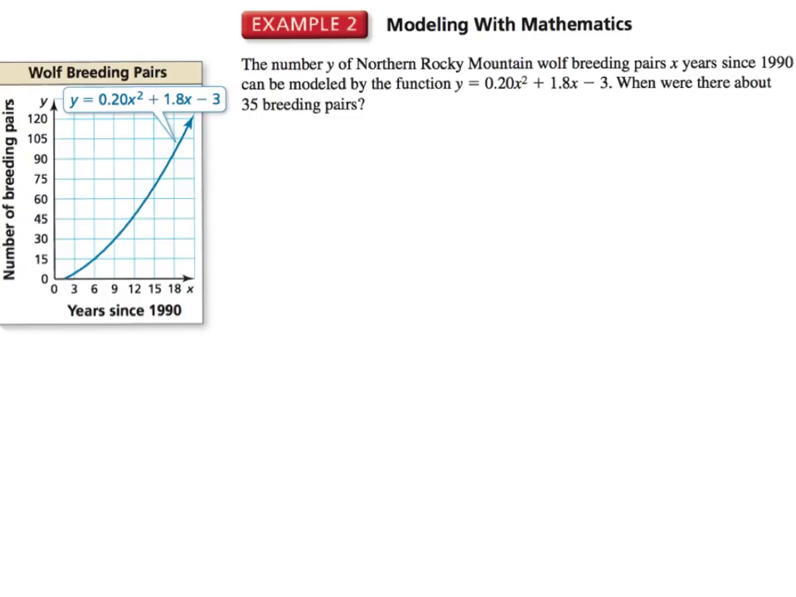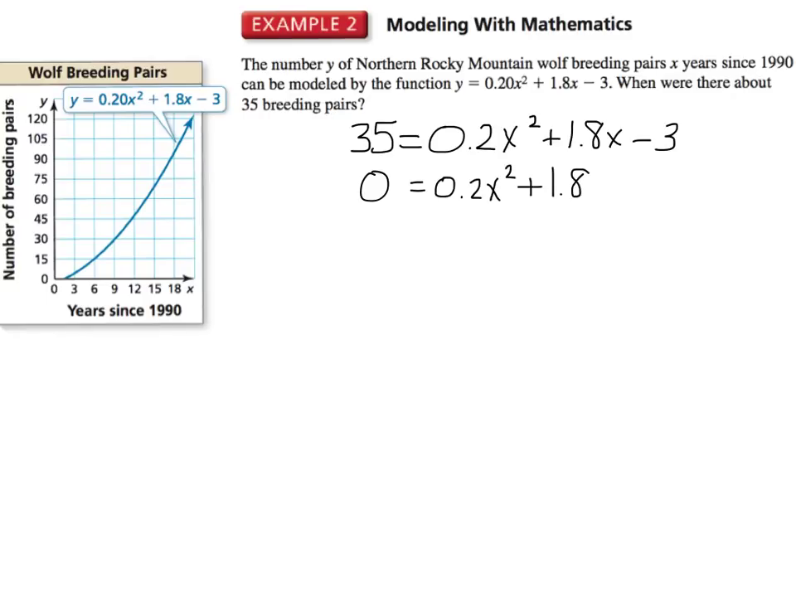Example number 2. The number y of Northern Rocky Mountain wolf breeding pairs x years since 1990 can be modeled by the function you see there. When were there about 35 breeding pairs? Step 1, we plug in our value. 35 is y, so we're going to get 35 equals 2/10 x squared plus 1 8/10 x minus 3. I have to get everything equal to 0. So I subtract 35, that gives me minus 38.